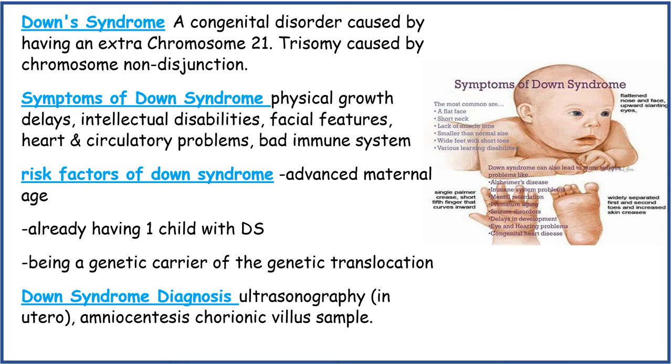The risk factors of Down syndrome is advanced maternal age. I think it's over the age of 38, the risk increases quite significantly. Already having a child with Down syndrome, being a genetic carrier of the genetic translocation. Down syndrome diagnosis is through ultrasonography in utero or amniocentesis or chorionic villus sampling.